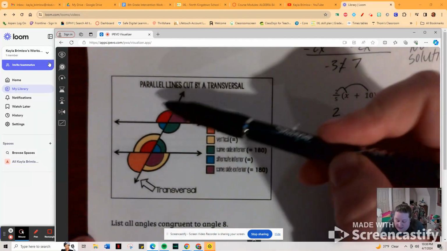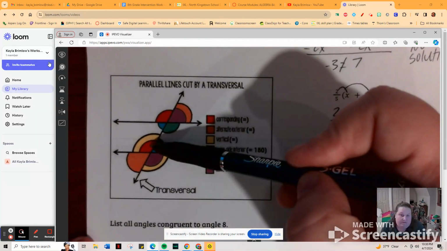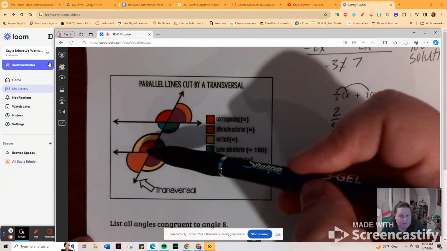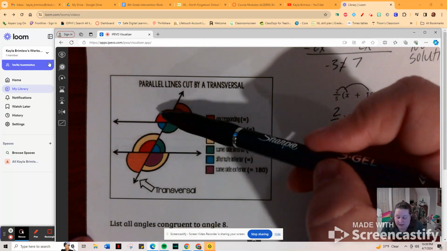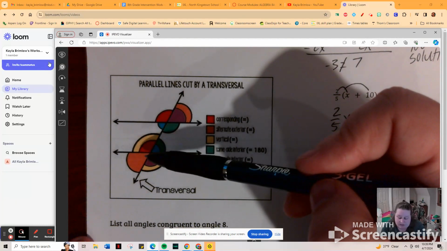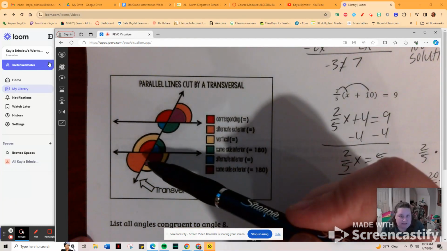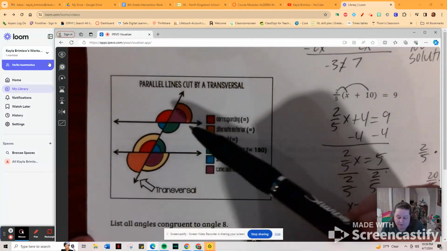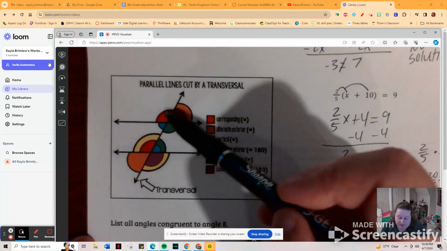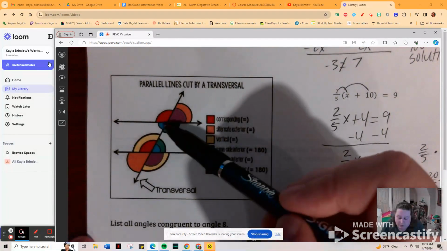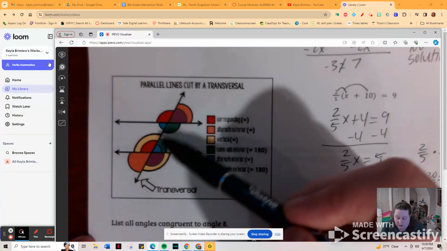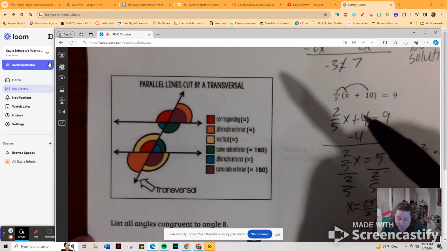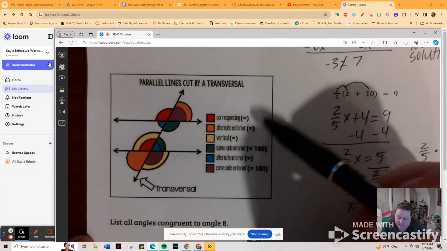So corresponding angles are red. I like to think of cut and paste. So they're both in the same place, either above or below a parallel line, and they're on the same side of the transversal. Now, this is just one example. All of these different types of angle pairs have multiple examples in a diagram. So this is just one example. You could also go the two below on this side, two above on this side, or two below, and they are congruent.